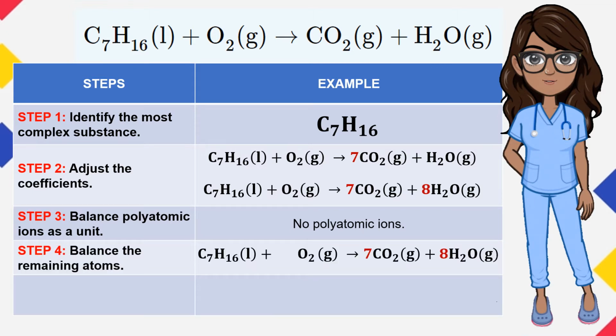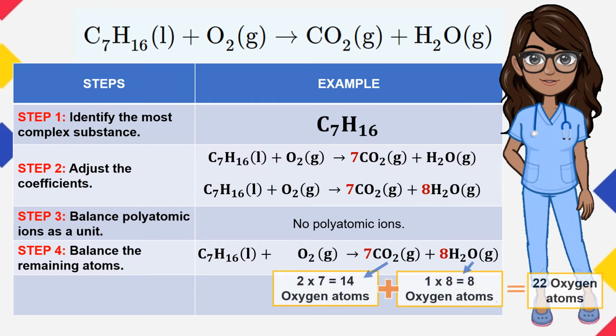Step 4 is to balance the remaining atoms. The carbon and hydrogen atoms are now balanced, but we have 22 oxygen atoms on the right side and only 2 oxygen atoms on the left. 22 is the total of oxygen atoms from CO2 and H2O. So from CO2, 2 times 7 equals 14 oxygen atoms. For H2O, 1 times 8 equals 8.